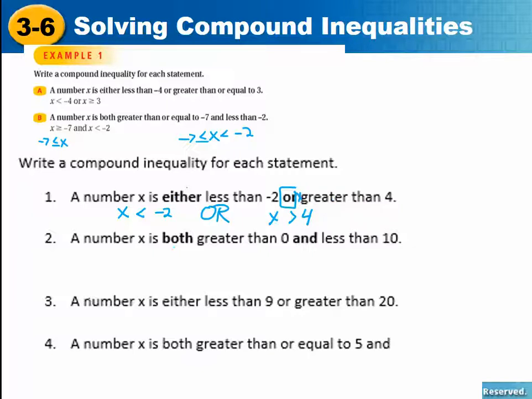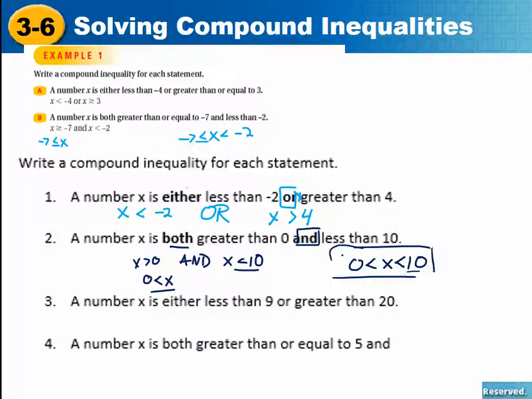Now the next one's going to be an and. I know that because it says both and because it has the word and here. So our first one is x is greater than 0. The second one is x is less than 10, and the word and goes between it. If it's an and, it can get written as one statement like we did up here. So flip this one around. That x is greater than 0 is the same as 0 is less than x. So now we can put this one and this one together. 0 is less than x, and x is less than 10. So here's our final answer for number 2.